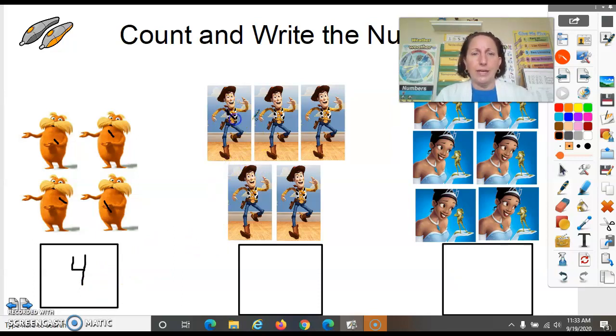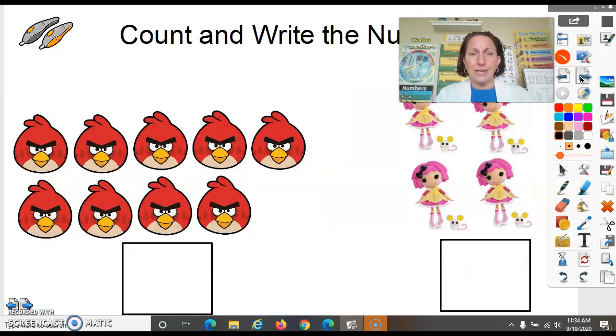Let's count Woody. 1, 2, 3, 4, 5. Awesome. There's number 5. Now let's count this pretty princess. 1, 2, 3, 4, 5, 6 pretty princesses. So we're going to put a number 6. So not only are you having to count, you also have to know how to write the numbers to 10. So make sure you're practicing that because that is something we would be doing in the classroom.